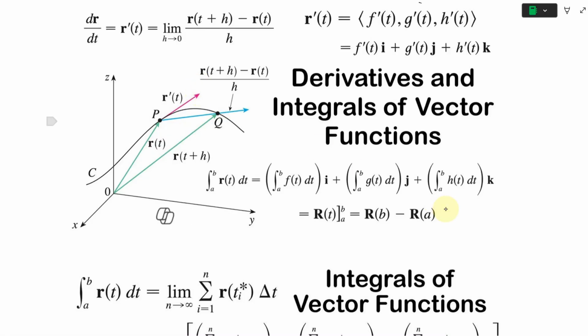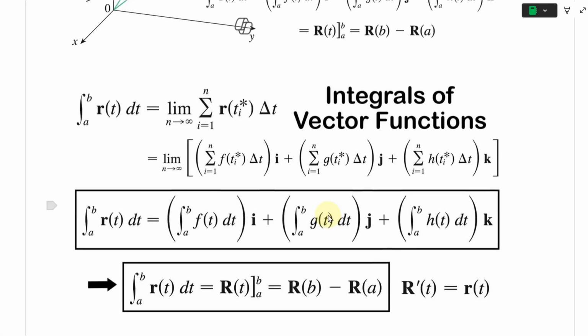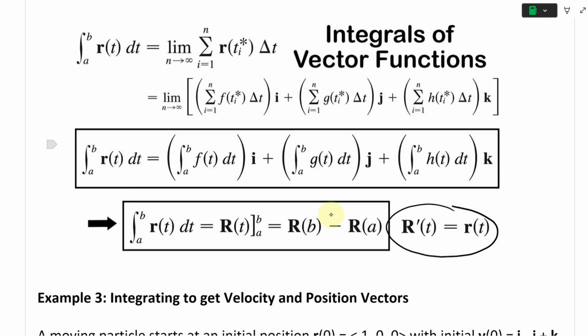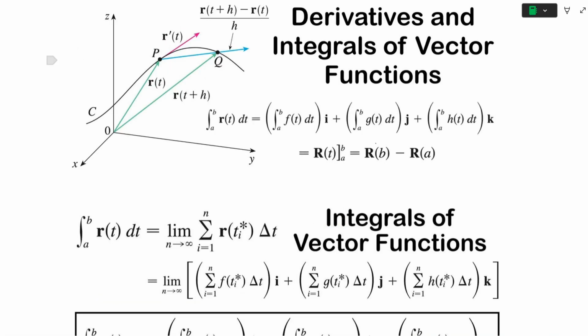So there's the i, there's the j, there's the k. And then that equals this one here, capital R of t. That's the antiderivative, where the derivative of that capital R is equal to just r of t. So that's just what the antiderivative is, and then you evaluate it just like regular integrals.